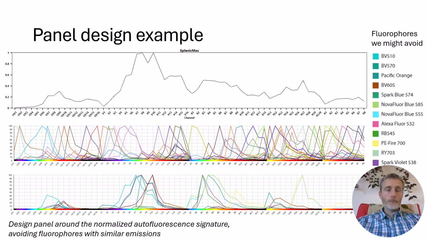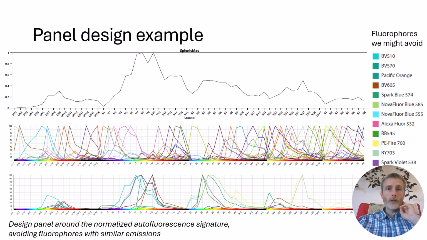With panel design, a simple approach is to avoid fluorophores with spectral similarity to your normalized autofluorescence signature or signatures. In the case of mouse splenic macrophages here, we might leave out fluorophores in the middle of the violet, the short end of the blue, and mid-far yellow-green, such as those listed here by name. Leaving these out will reduce misassignment of the autofluorescence signature as our panel fluorophores, and consequently as markers in the unmixed data.